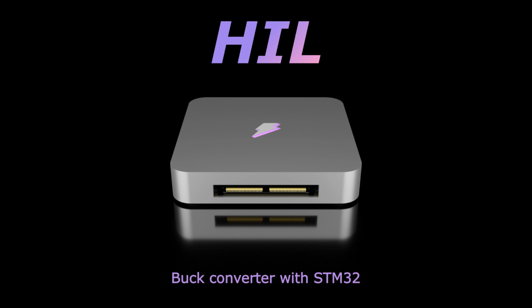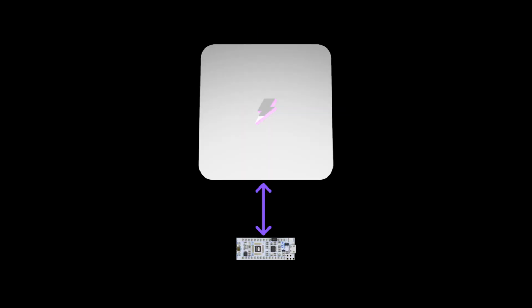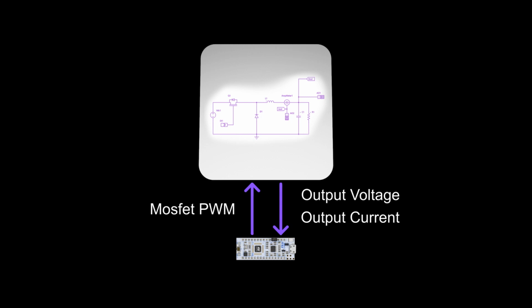Welcome to this video. We will show how the KirLab HIL can be used to simulate a buck converter controlled by an STM32 evaluation board. The HIL device will run a buck model, generating analog signals such as output voltage and output current, and reading a digital input that will control the switch.